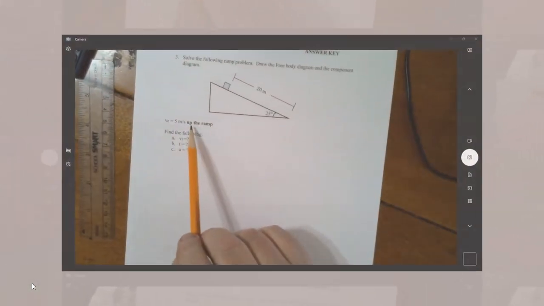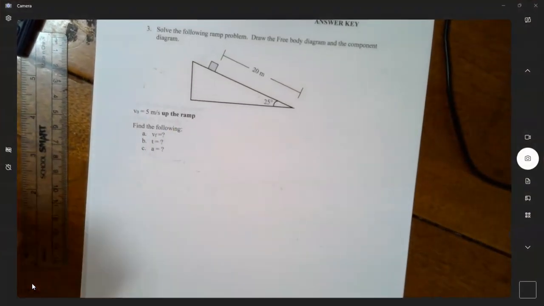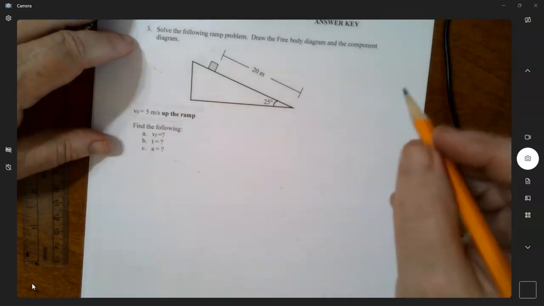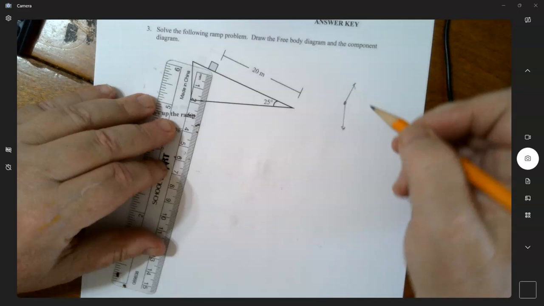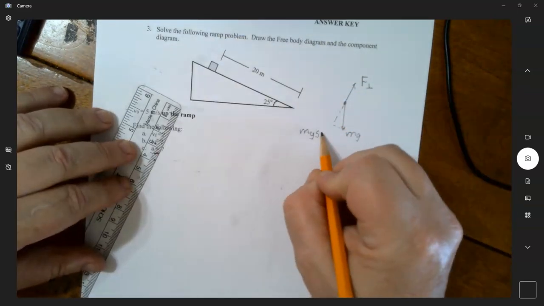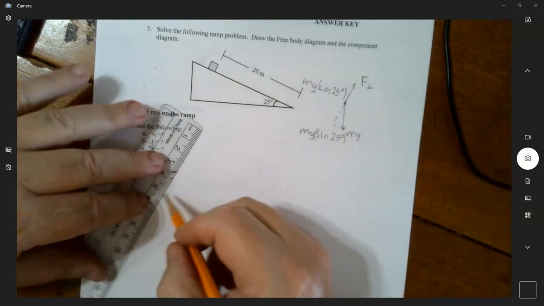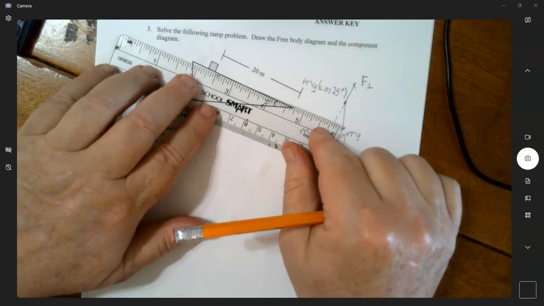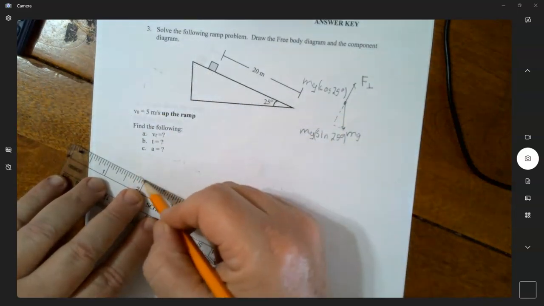Okay, we're on to problem number 3. This is a ramp problem, no friction, but you are going to have an initial velocity up the ramp. This is one that we did in class, so let's go ahead and see this. So the free body diagram looks like this. No friction. I'm going to draw our triangle here. Okay, so we'll come down here, draw the component diagram. It'll look something like this. Try to keep it even there.